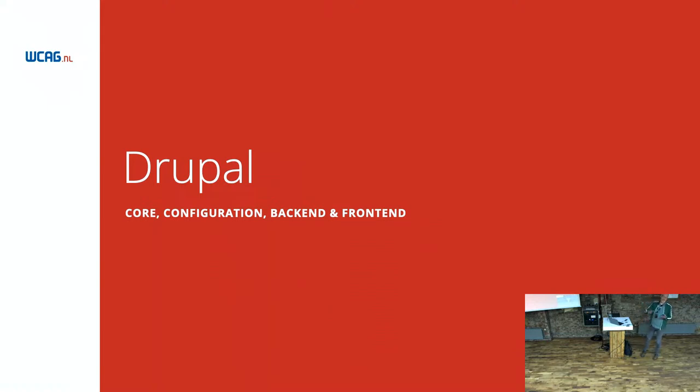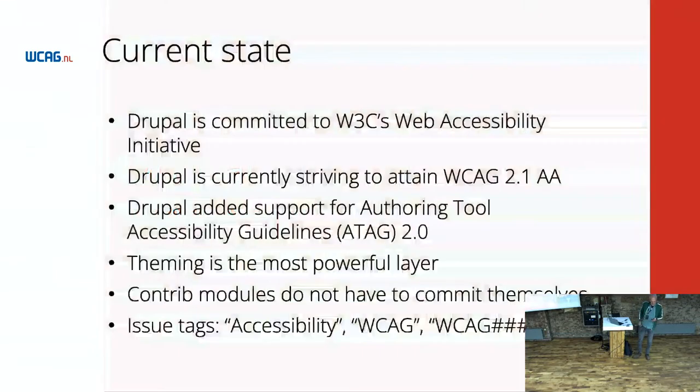Okay. So this is a bit about accessibility in general. How is Drupal doing? The current state. Drupal has a specific page on accessibility, and it states that it is committed to W3C's Web Accessibility Initiative. So it's striving to attain WCAG 2.1 AA. So it's not there yet, and it can be hard for Drupal to comply completely. Drupal already added support for the Authoring Tool Accessibility Guidelines. Let's say that's the admin interface. I'm not going into details about that here, but that's nice that they support that already.